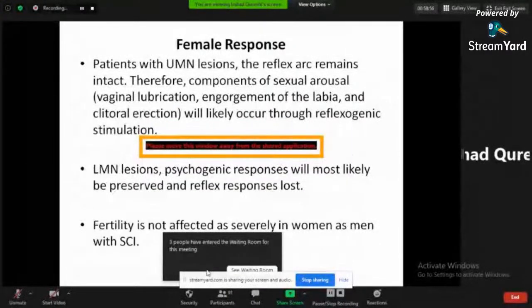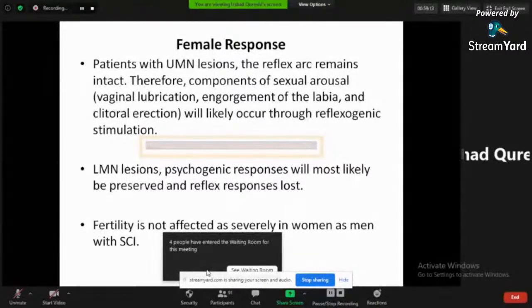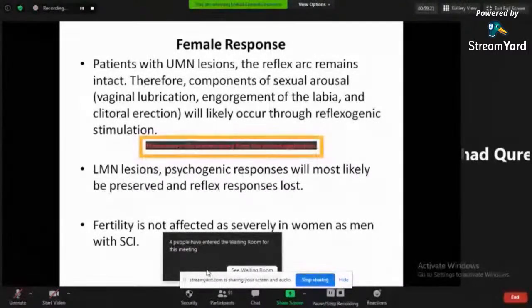In the female responses, in patients with upper motor neuron lesion, the reflexes remain intact, and therefore the components of sexual arousal, that is vaginal lubrication, engorgement of the labia, and clitoral erection, will likely occur through reflexogenic stimulation, similar to the male responses. In lower motor neuron lesion, psychogenic responses will most likely be present, and reflex responses are lost.